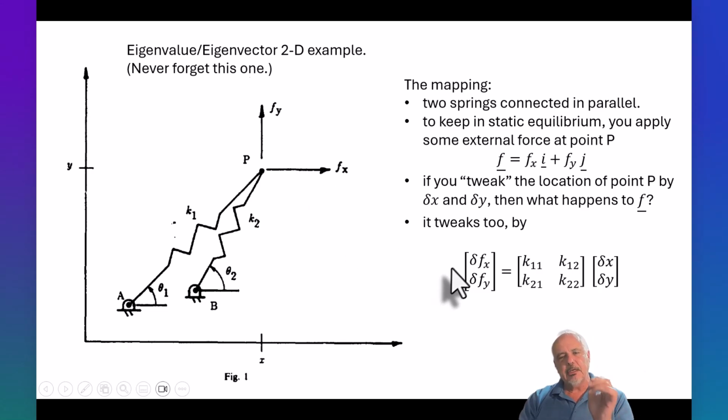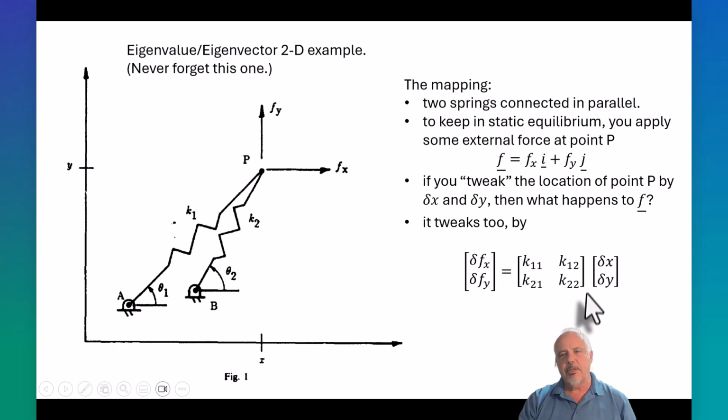We call these things delta, where delta means a very small change. We have a delta X and a delta Y, and they're going to be related to a delta Fx and a delta Fy, which are changes in that vector force. So I think of it as a tweak. These are very small changes in both displacement and force. What relates them is this 2 by 2 matrix.